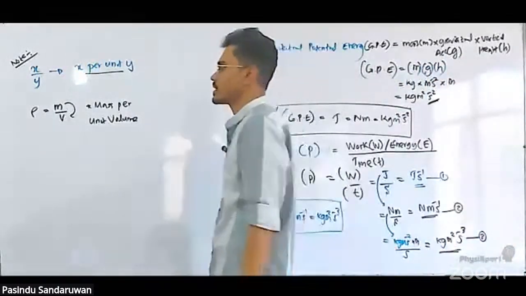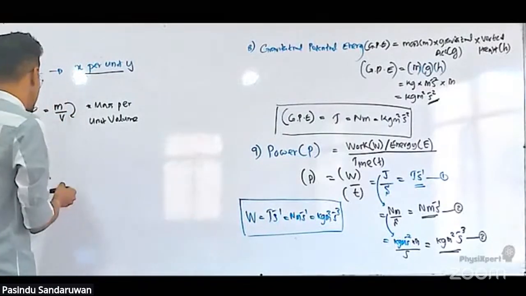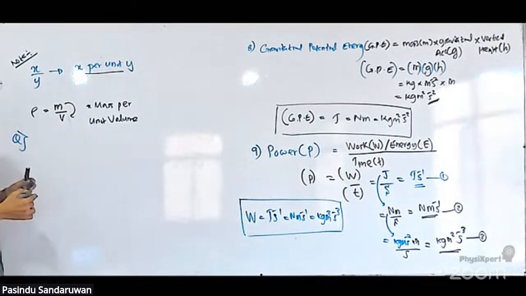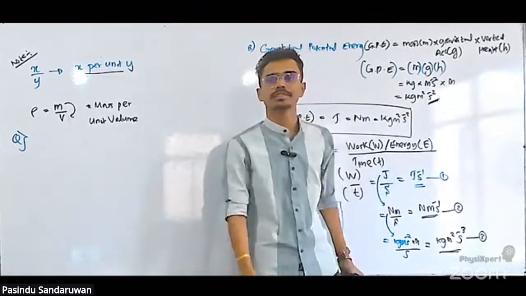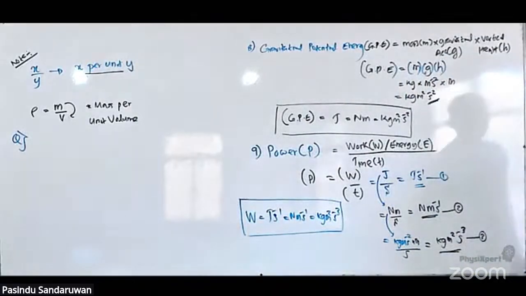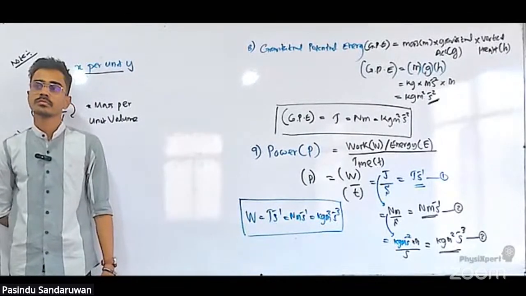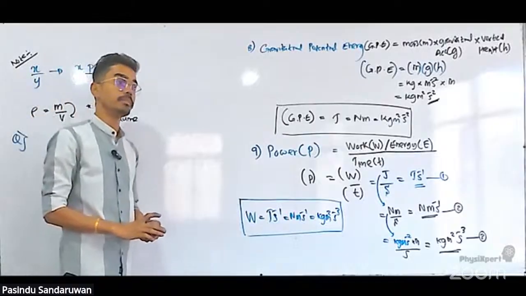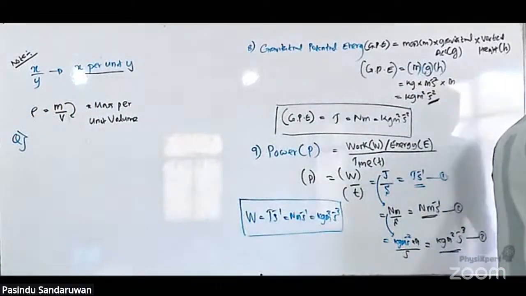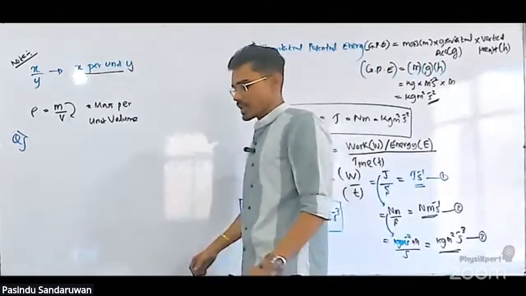Okay, now let's do a small exercise from what we have learned so far in units. Write this down as a question: find all possible units for kinetic energy per unit volume.